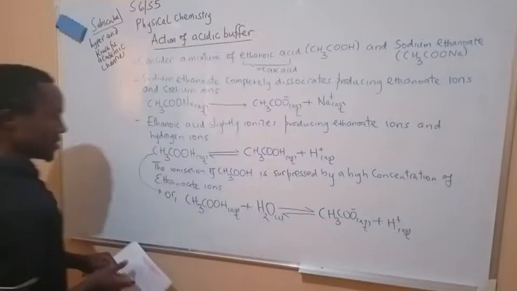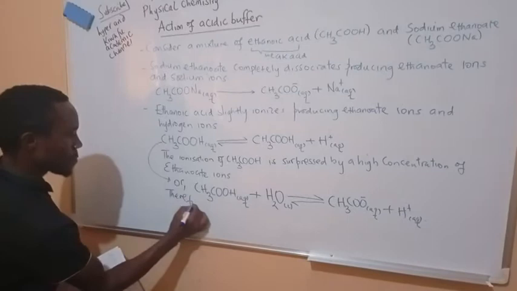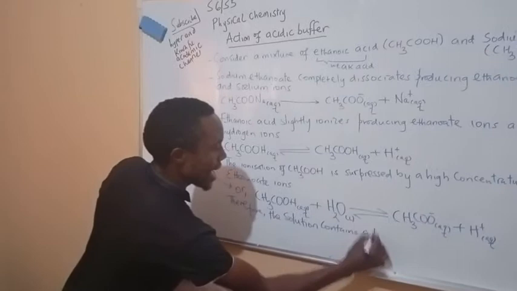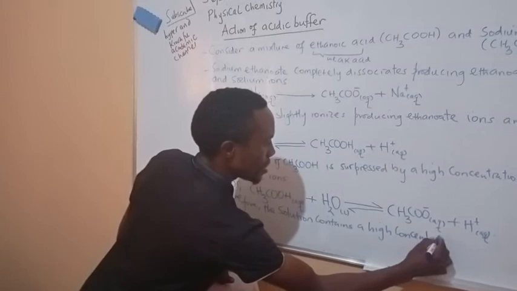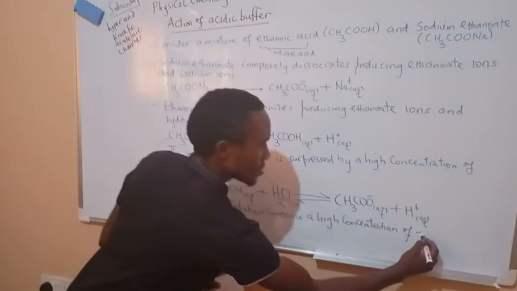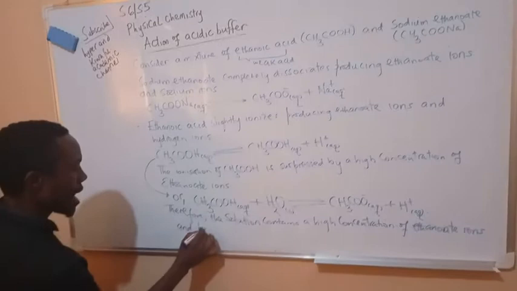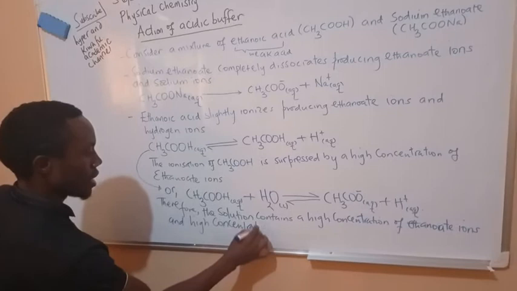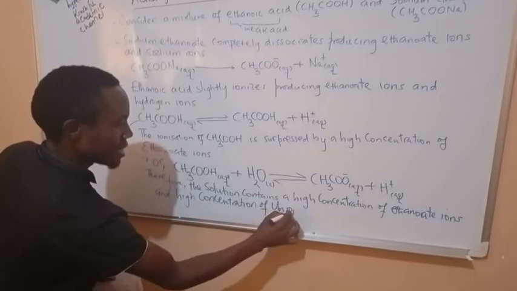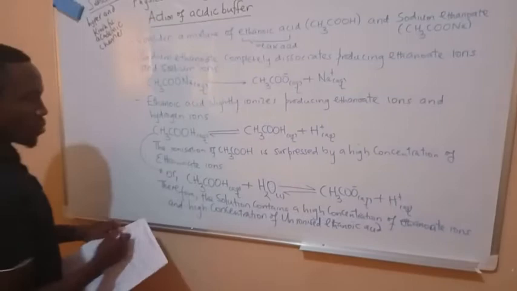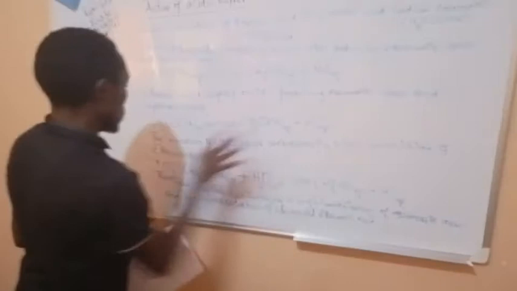It would mean, therefore, that the solution, our buffer, contains a high concentration of ethanoate ions and a high concentration of unionized ethanoic acid. Because we said that the ionization of ethanoic acid is suppressed or limited by a high concentration of ethanoate ions. Meaning that at the end of the story, we have a high concentration of ethanoate ions and a high concentration of the ethanoic acid that did not ionize.